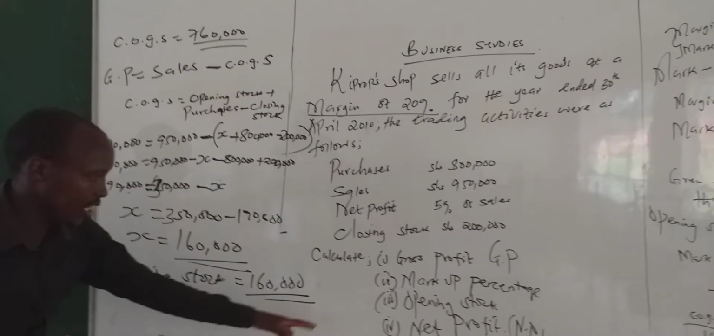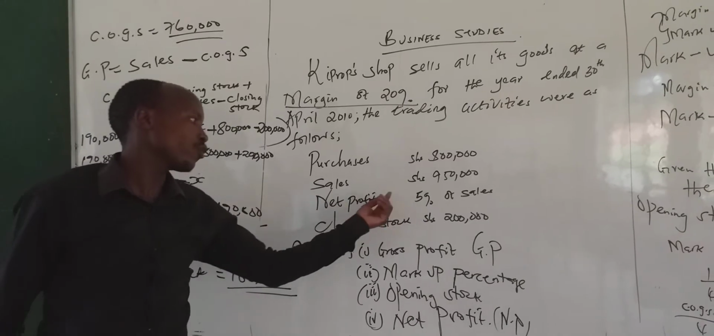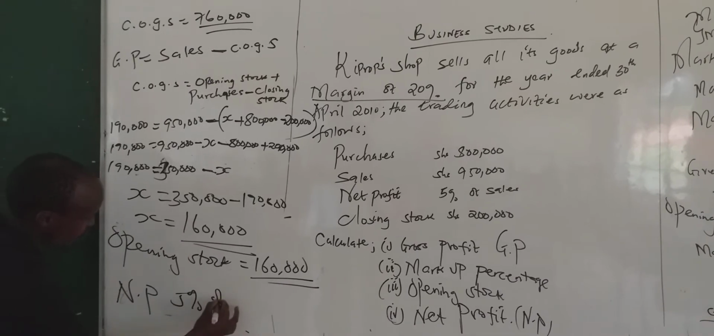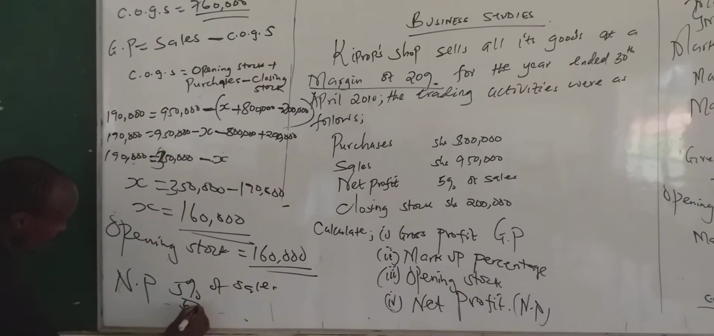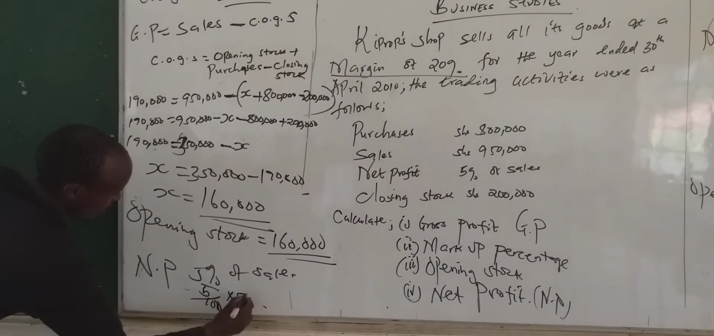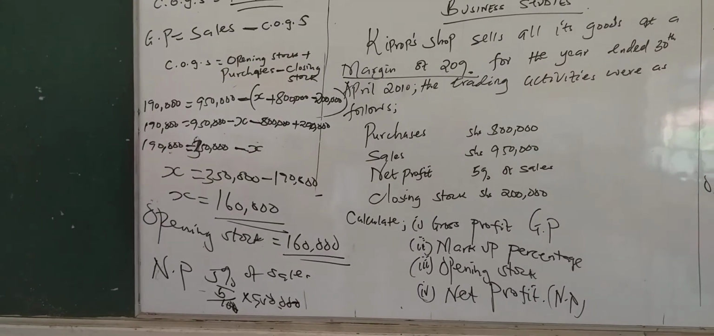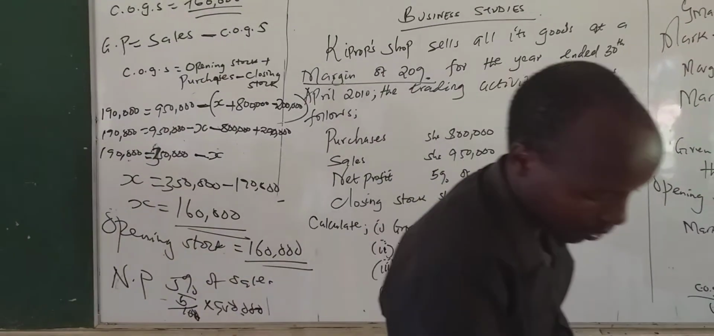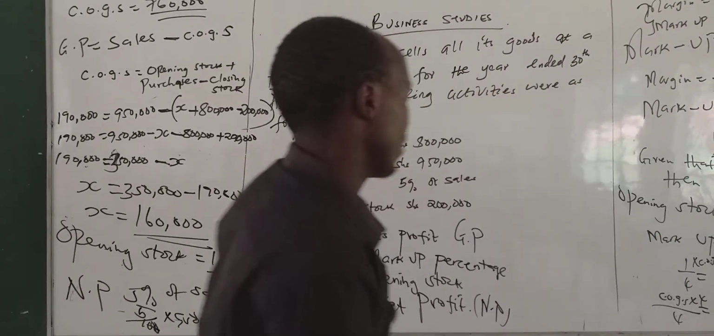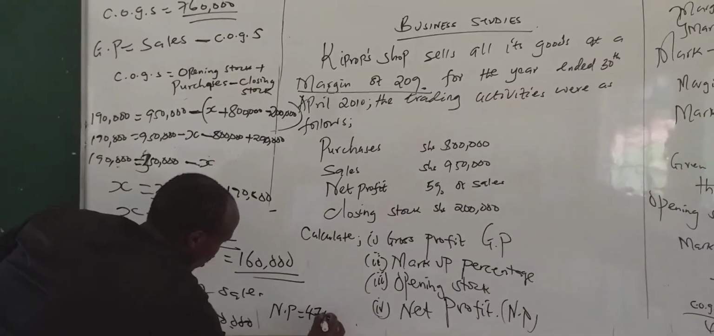Correct. Finally, net profit. From our question, we are given that net profit is 5% of sales. So in other words, we simply have 5% of sales. 5% as a fraction is 5 over 100 multiplied by 950,000. So you can now multiply 5 multiplied by 9,500, and we are able to get 47,500. This is our net profit. Net profit is equal to 47,500.